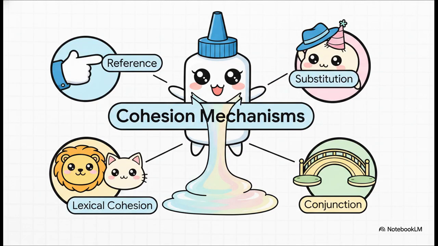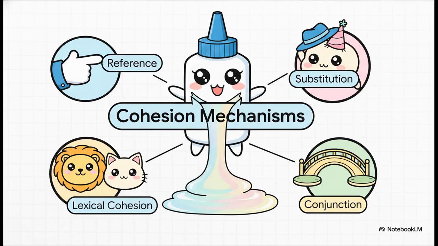Let's look at that very first internal standard, cohesion. Think of this as your literal linguistic toolkit. Cohesion is the grammatical and lexical glue that binds the surface of the text together, and it leans on 4 main mechanisms. There's reference, which is using pronouns to point backward or forward.